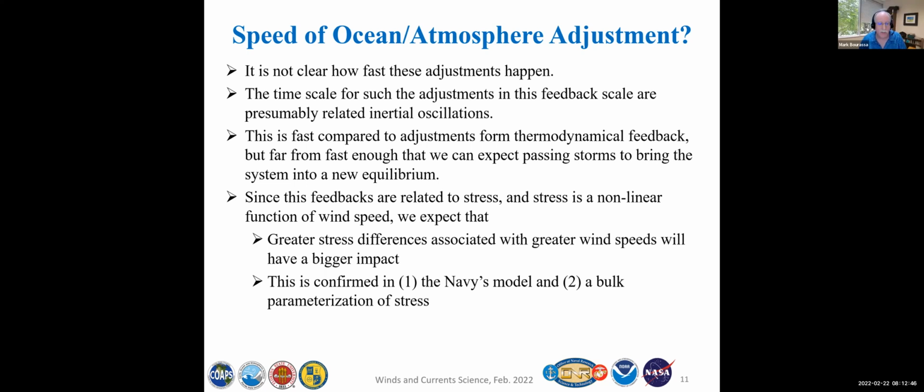So when we're looking at these relationships from model data, we can't assume they're in equilibrium, which does make it harder to look at these processes. And also, since stress rather than wind speed is a key factor in this simple model, and stress is a nonlinear function of wind speed, we expect to have a much greater impact for higher winds than we do for lower winds. We see that in the Navy's model, and we see it from just estimates based on a bulk parameterization: the impacts are much greater at higher wind speeds.